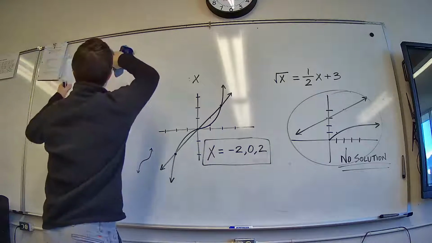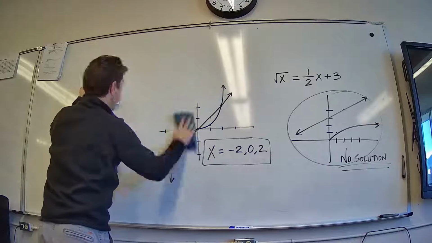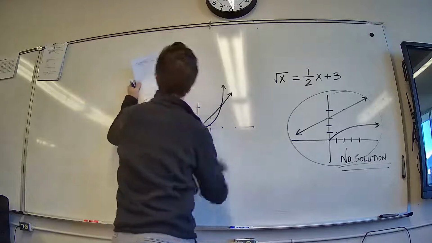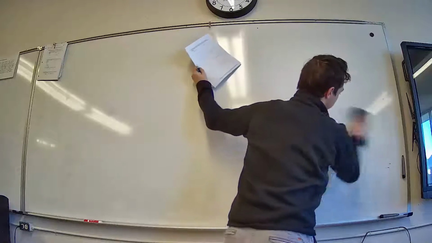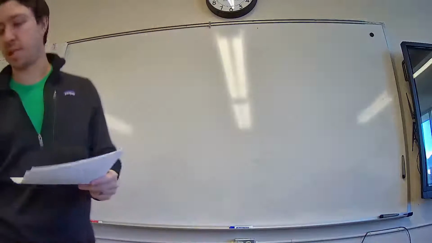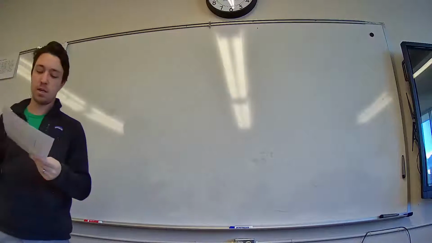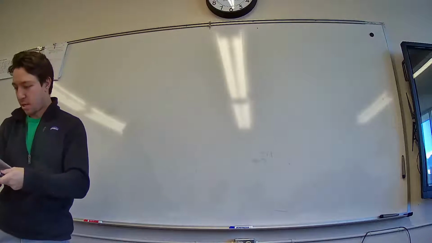Read that sentence at the top. You do not have to find a solution. Especially the parenthetical: you do not have to find the solutions. You just have to say how many solutions this thing has. So I'm just going to do it by sketching the graph.